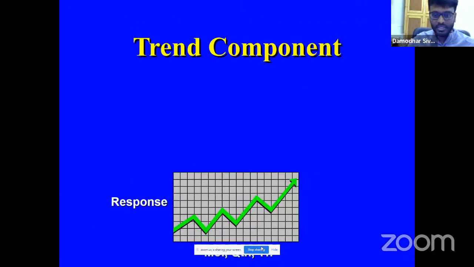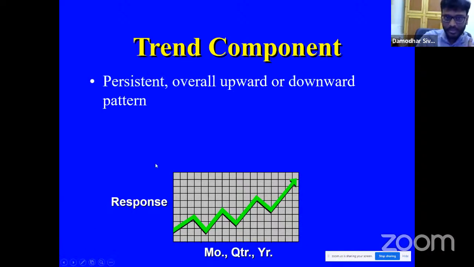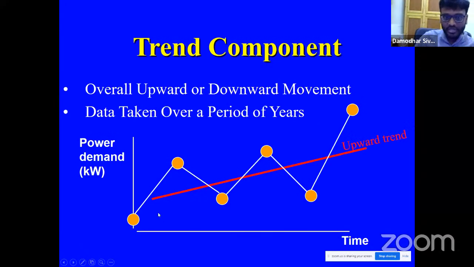See the trend component. We have the load demand response, because generally I represented it here as a response. Response can be anything, depending upon your problem. Now, it can be an overall uptrend, where the power demand keeps on increasing every year or every month or every day or every week. Or else it can be a decreasing trend. So upward trend and downward trend.